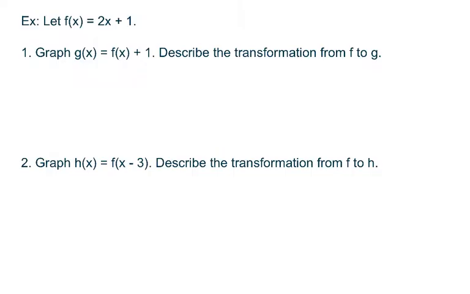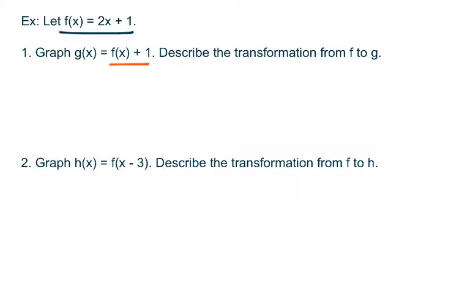All right, let's try graphing here. Let's try deciphering what's going on. Let f of x equal 2x plus 1. This is going to be our original function. Number one, graph g of x equals f of x plus 1. Notice the plus 1 is on the end of the function. We need to describe the transformation from f to g.